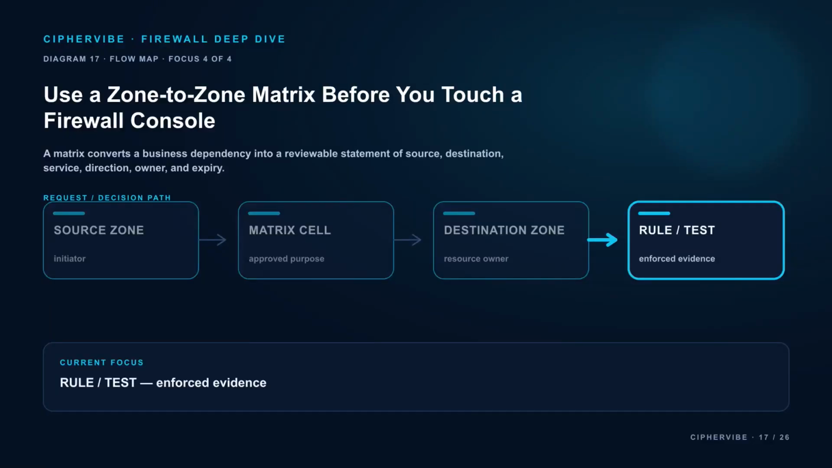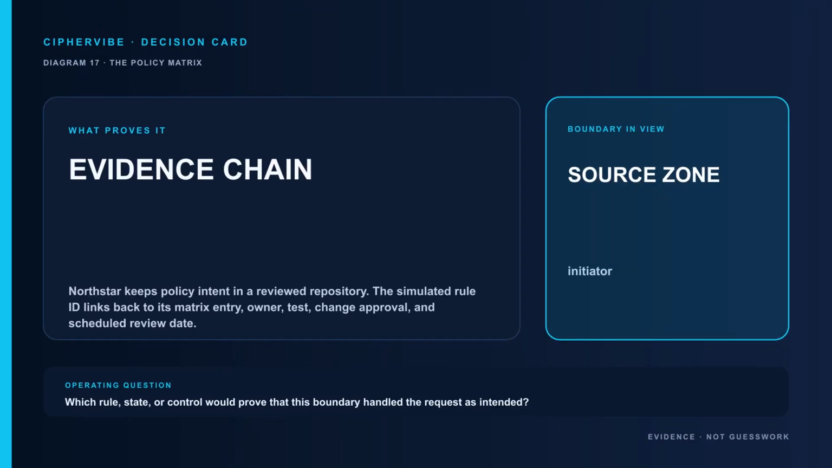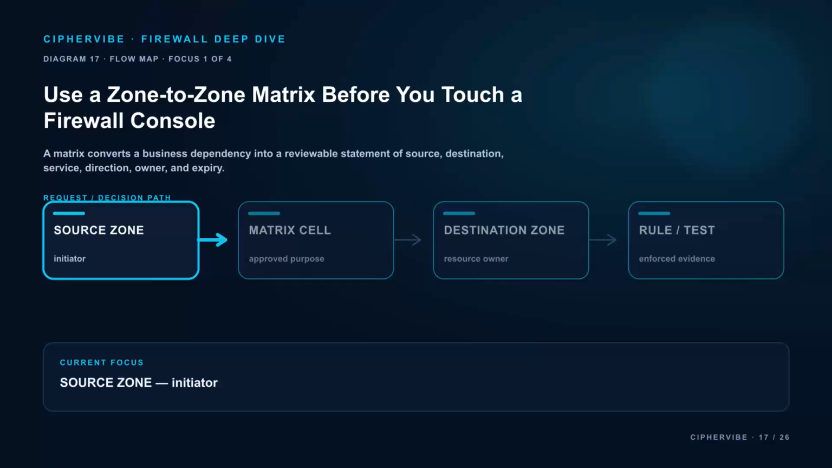Mechanically, a request to allow traffic is mapped to a matrix cell. If the cell does not exist, the change is a new architecture decision. If it exists, the implementation can be checked against the approved contract. The common failure is that rule collections become the only source of truth. Months later, nobody knows whether a rule supports a current service, an abandoned migration, or an undocumented emergency.